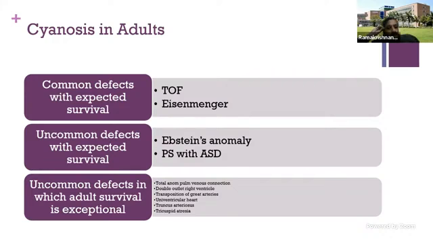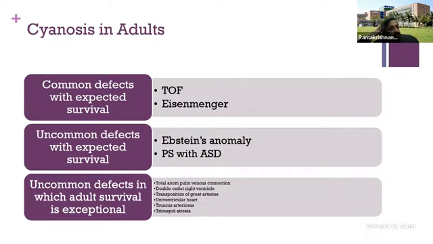And uncommon defects with expected survival, Epstein's anomaly, all of you know that it has a bimodal distribution. The patients with the severest forms of Epstein present in the neonatal age group, and then they somehow become better. Those who have extreme forms of Epstein die, and the rest of them make it, and then they have a reasonably better time when their effort tolerance is good. Later on they become more symptomatic at around the second decade or so.